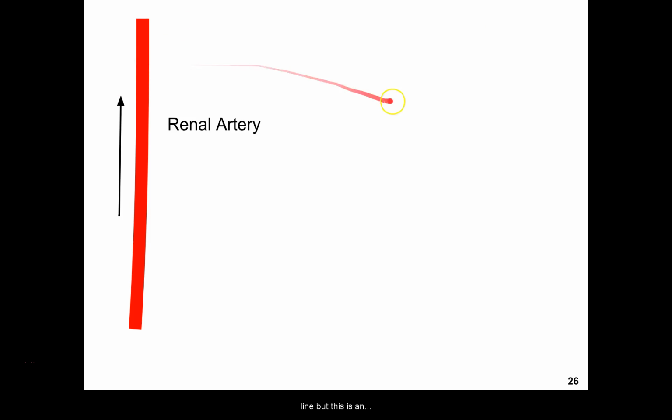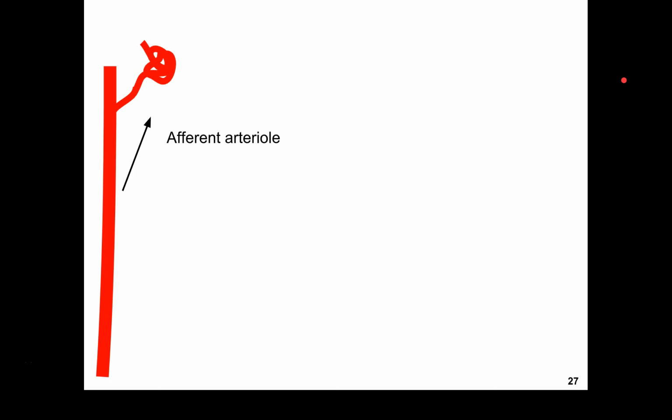It just looks like a red line, but this is an artery, so again, it's taking blood away from the heart. And it's going to branch off into an arteriole, because remember, arteries branch into arterioles, and you'll see the arteriole is slightly smaller than the artery. This is not even to scale necessarily. The arteriole would be even smaller, probably. Especially if this is the renal artery, then the arteriole would definitely be smaller.